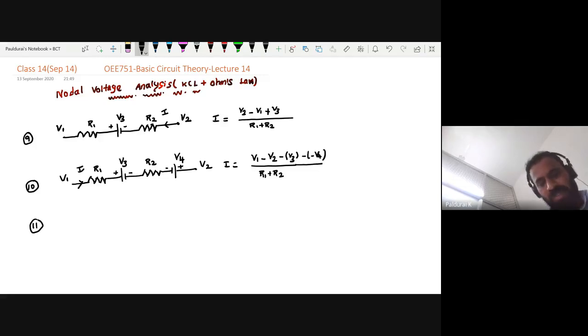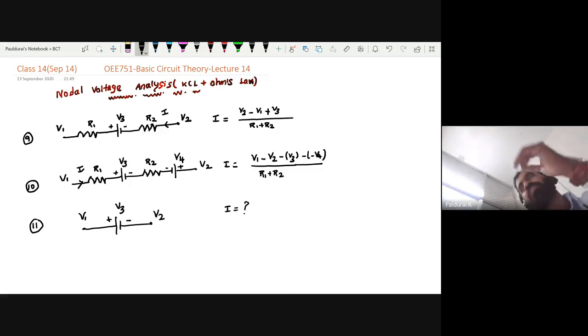Suppose, now what is the formula for I? Anyone? Is it possible to calculate I for this case number 11? Sir, infinity sir. There is no R, so R equal to 0. So it is not possible to find I. So how will you approach this kind of problem? What is the name for this kind of problems? Like nodal, after that we have super nodal.